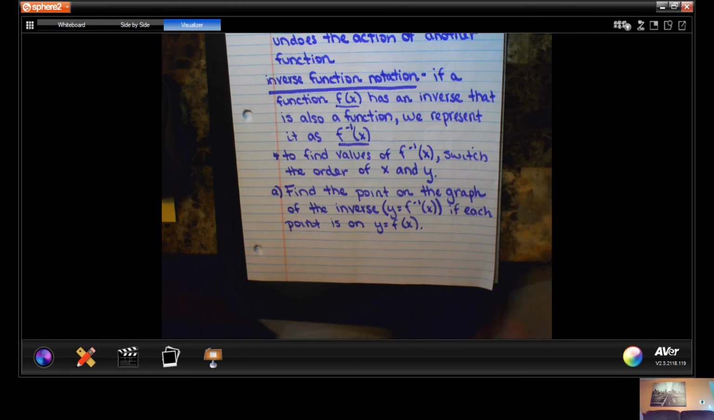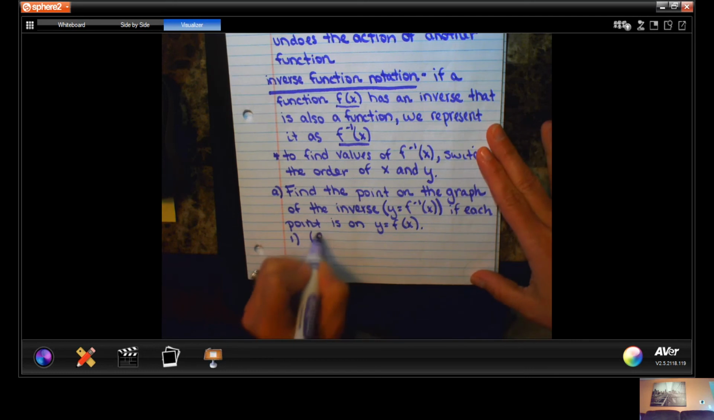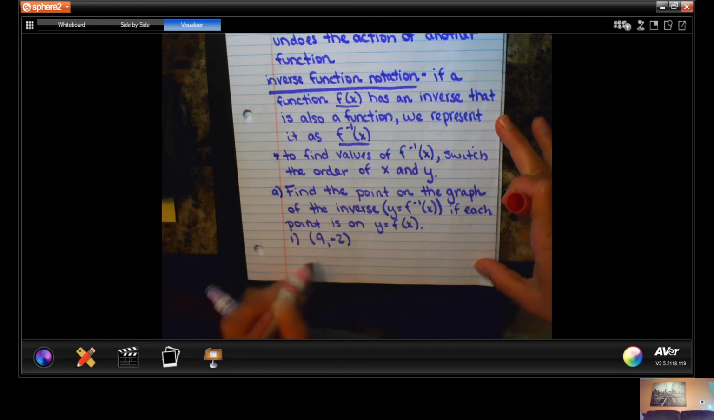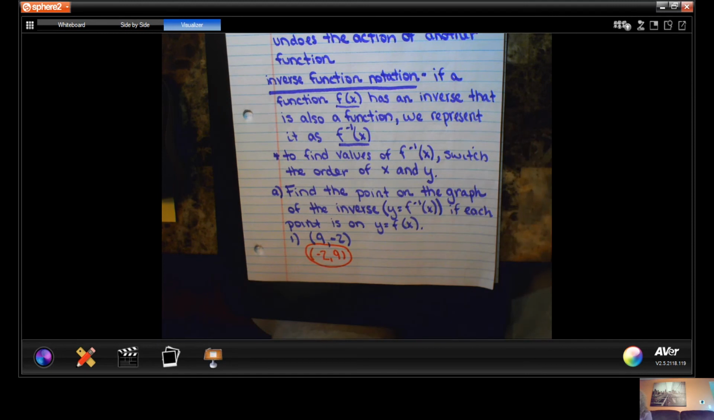I'm going to give you a point right now. This is going to be example 1, and the point is going to be (9, -2). So can you put that in parentheses for me? If this point is on the function, the point on the inverse of it is just to switch these numbers. So the answer would be (-2, 9). All you would have to do is just switch the numbers.